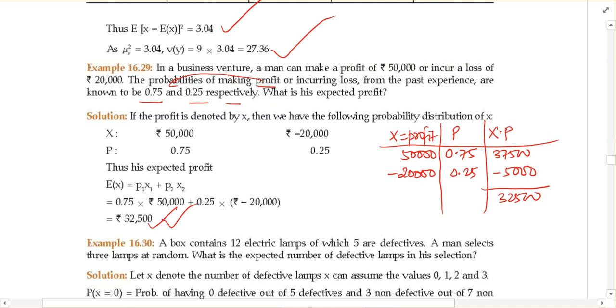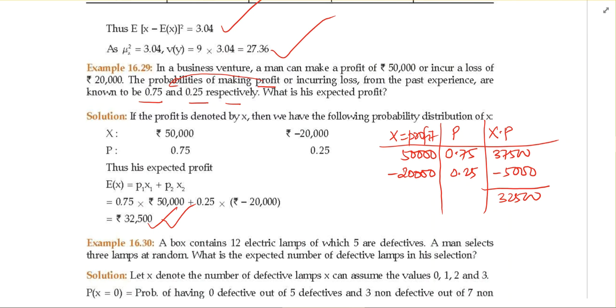See, it is not possible that he makes a profit of 32,500. Either he will make a profit of 50,000 or he will incur a loss of 20,000. Okay, only these two are the cases. That means 32,500 profit is not even a possible case, but still it is the expected value. So expectation doesn't need to be a possible value.